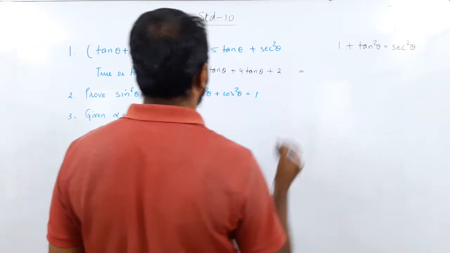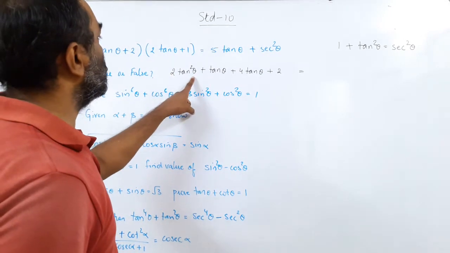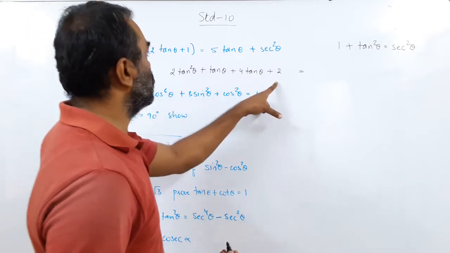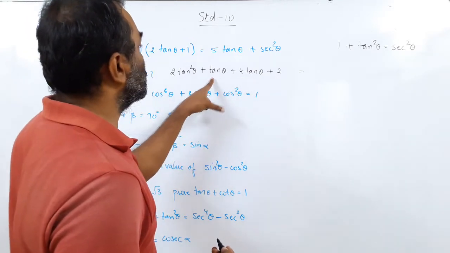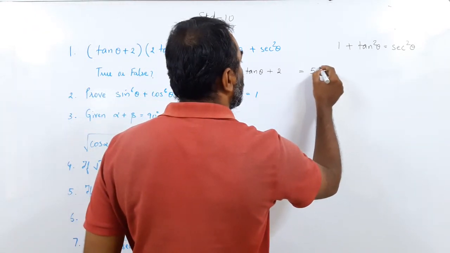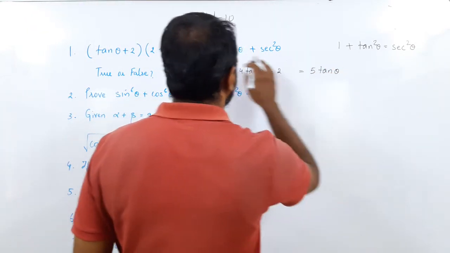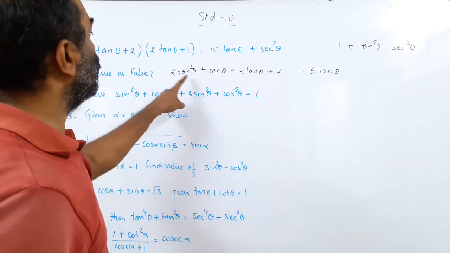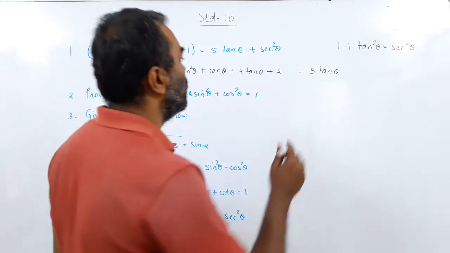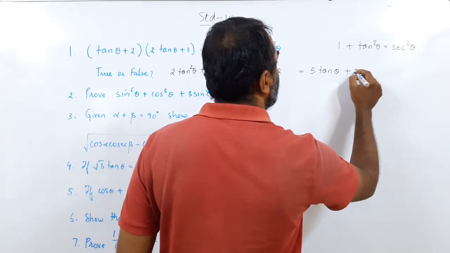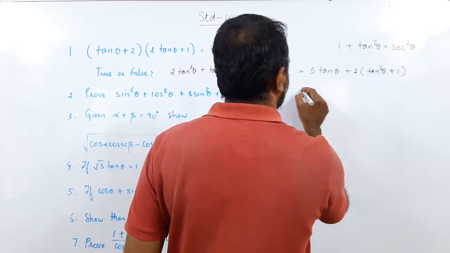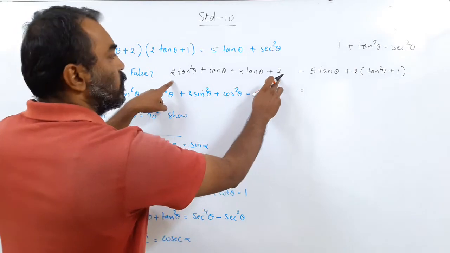Now what step will I take further? You can see this 2 tan square theta and you can see this 2. So I will take the 2 common in both of these. And what is 4 tan theta plus tan theta? 4 tan theta plus tan theta gives me 5 tan theta. So the 5 tan theta I have. Now 2 tan square theta and 2, see the approach now. I take the 2 common. In the bracket I get tan square theta plus 1. How? I took the 2 common from both of these.